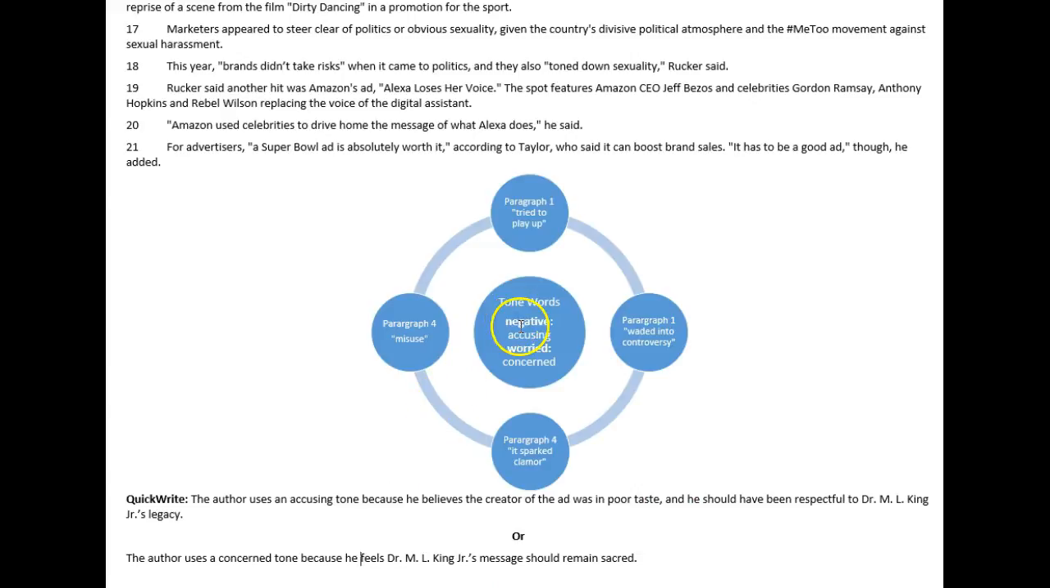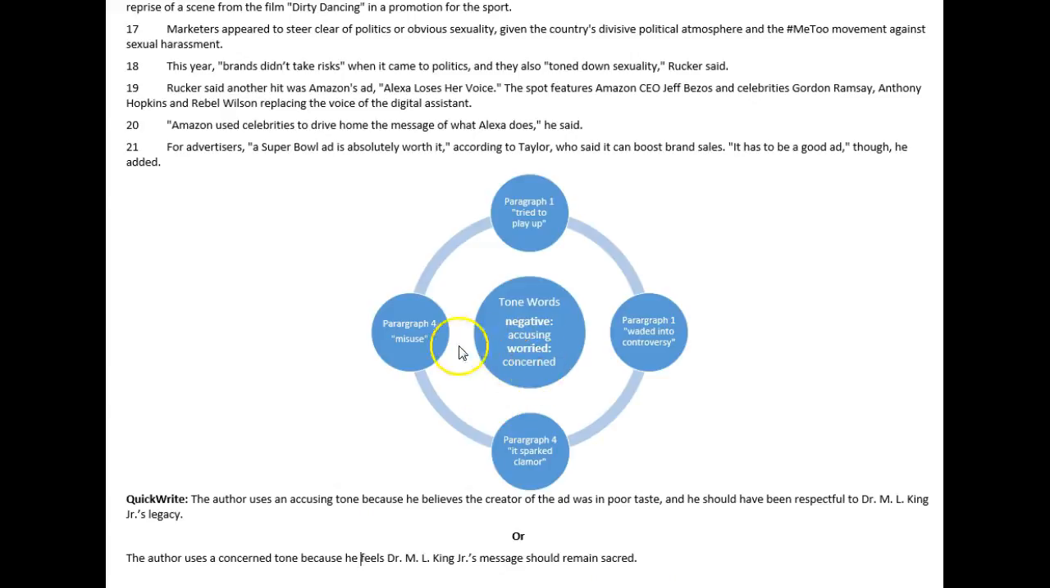So if I were writing about the accusing tone, I might say that the author uses an accusing tone because he believes the creator of the ad was in poor taste and he should have been respectful to Dr. Martin Luther King Jr.'s legacy. Okay, so taking what I know about how people feel about Dr. King and his words and the speeches he gave, I am able to take the evidence here and write an explanation of why the author used an accusing tone.